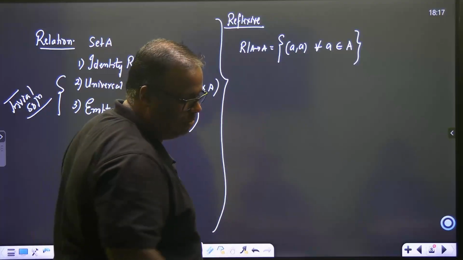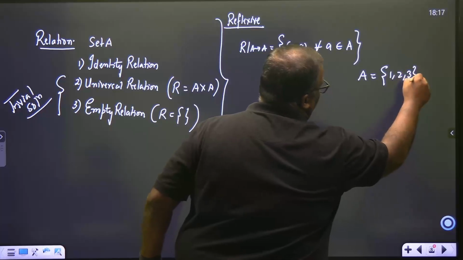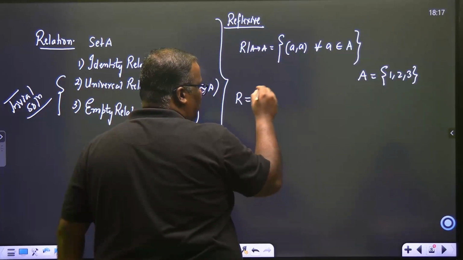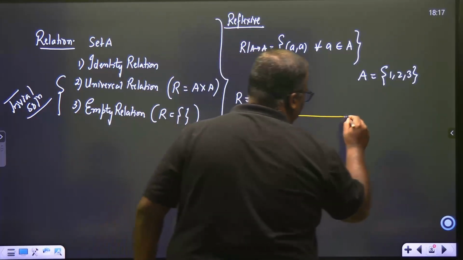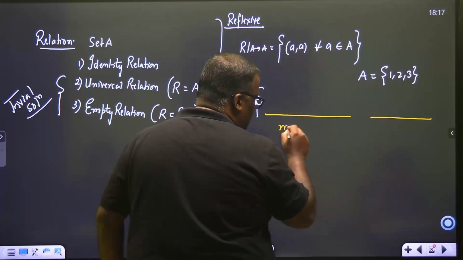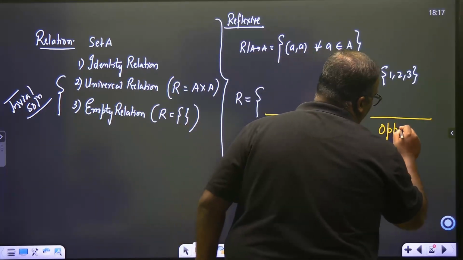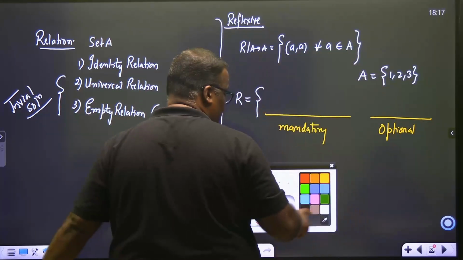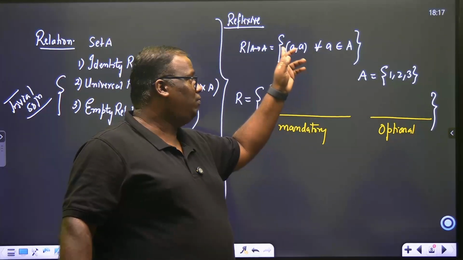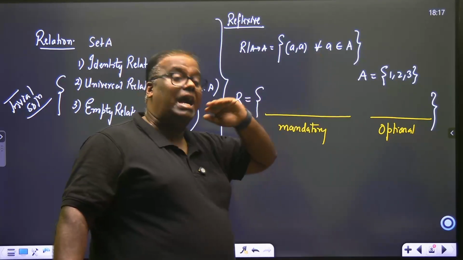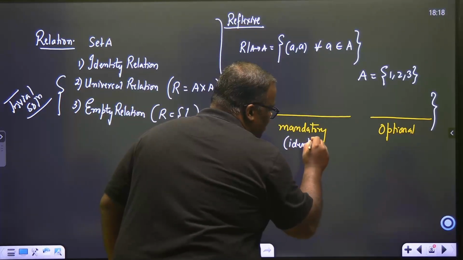So let's take one example. Let's say our set is A equal to {1, 2, 3}. Relation R will be called reflexive. Please understand, for that there have to be two criteria: a mandatory mapping and an optional mapping. Here is where children get confused and are unable to identify the relation. The mandatory part is that for every a to a, the identity has to be inside. This mandatory part is nothing but the identity relation.